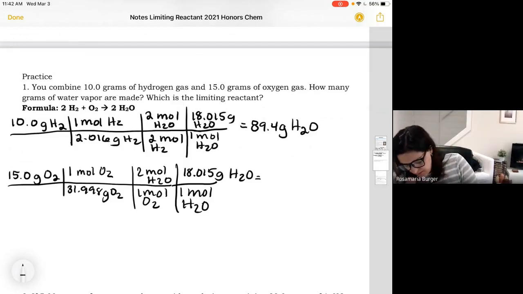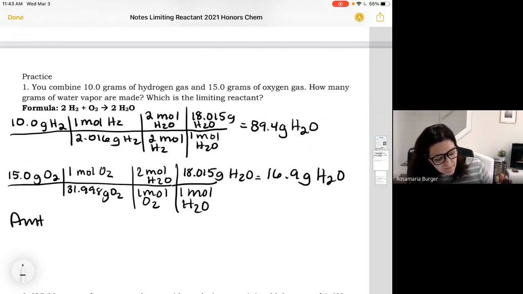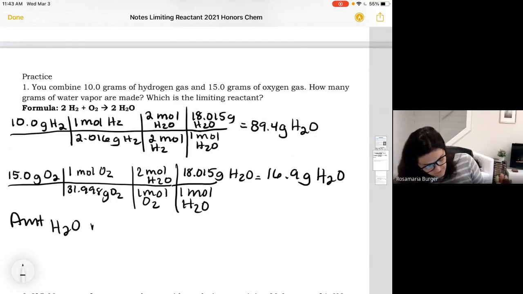So 15 divided by 31.998 times 2 times 18.015. We get 16.9 grams. So again, the amount of water made is going to be the lowest amount. So it'll be 16.9 grams. And my limiting reactant, my LR, is O2.